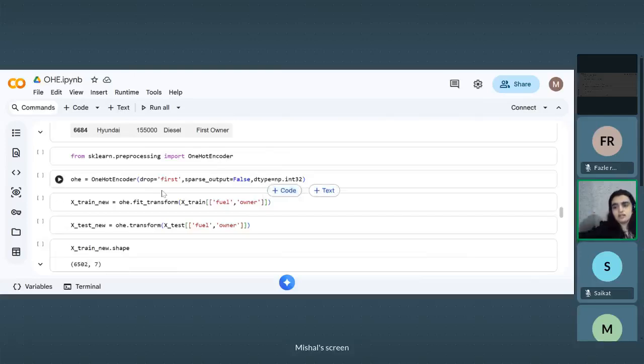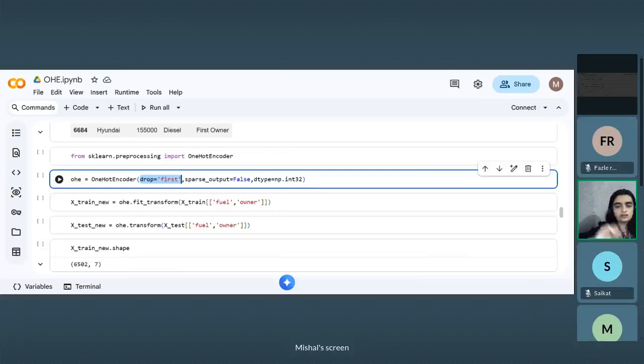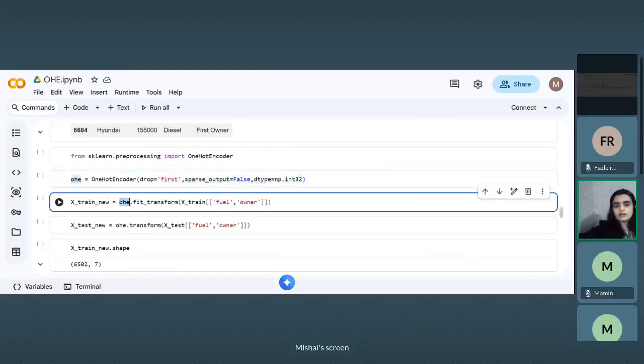If there are any parameters which we need to mention, we will mention them, and then we will apply it. So here we are mentioning the drop first thing. Do we need to drop it or not? Sparse output, dtype, it will be integer in nature. By the way, if we do not mention them, that's also fine. We can just apply it as it is. That's our one hot encoder, OHE. We are applying the fit transform function, and then we are mentioning on which columns we need to apply it.